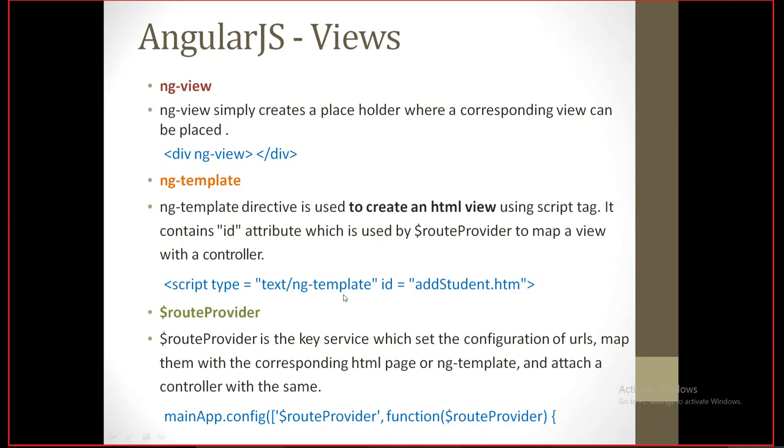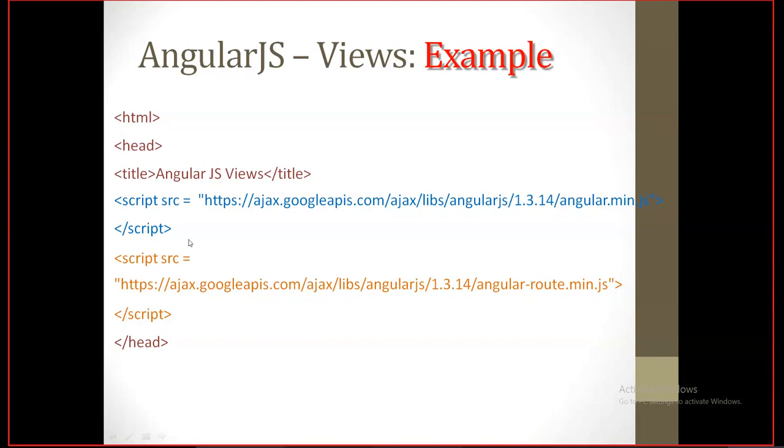And as I told, lastly, $routeProvider is a service provided by AngularJS. Basically, we use it for mapping an HTML page or the template that we created using the ng-template directive and attaching a controller to the same. Okay. So here's an example with which you will be able to understand.